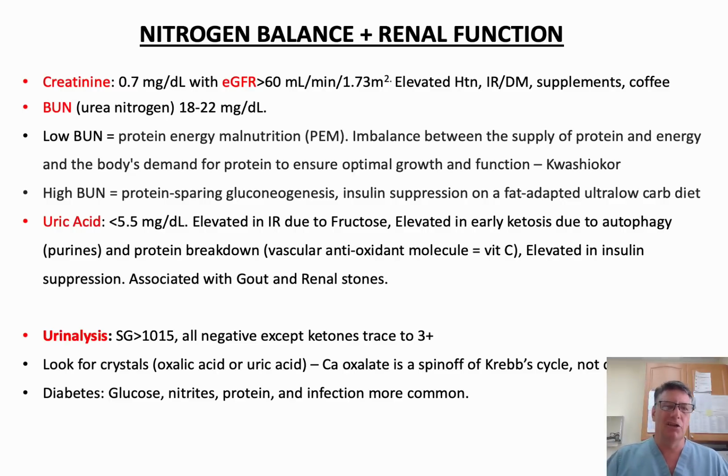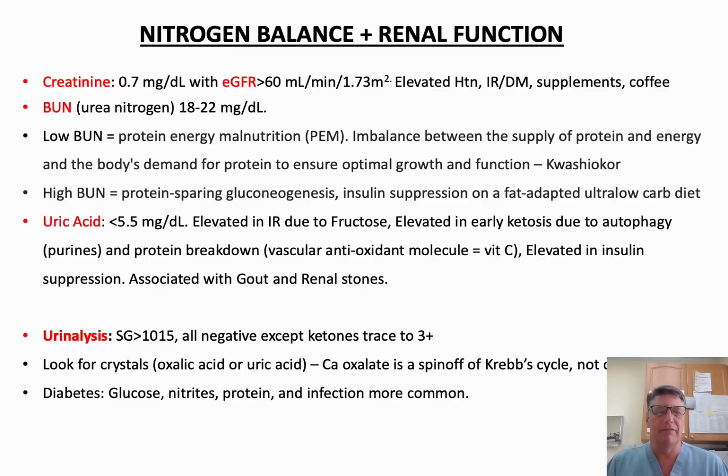Uric acid, human beings are not good at dealing with uric acid. Birds are. That's their primary source of nitrogen elimination. Uric acid, ideally, for me, should be below 5, but definitely below 5.5. It may be elevated in insulin resistance due to fructose consumption, fructose the sugar. It is also elevated in early ketosis due to autophagy and breakdown of the human body, particularly from purines and protein breakdown. But remember that uric acid has very potent vascular antioxidant capacity equivalent to vitamin C. So it's a useful molecule to have in the bloodstream, but not elevated.